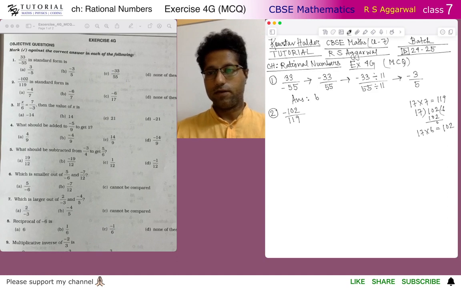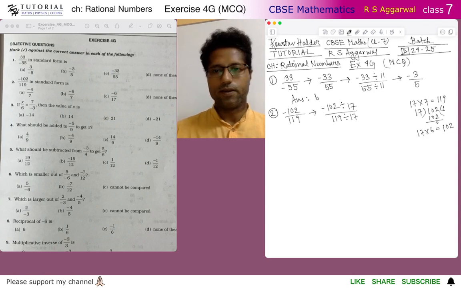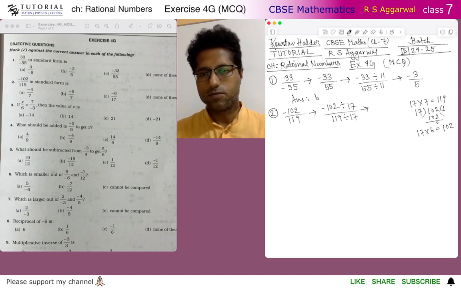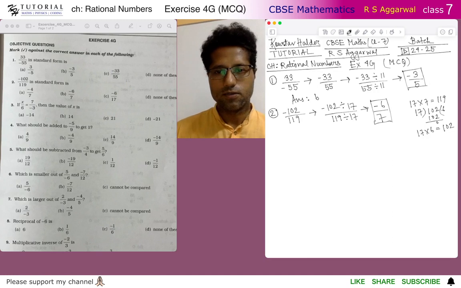We see that 17 is a common divisor to both 102 and 119. So we divide both the numerator and the denominator by 17 to make it in standard form, and this becomes minus 6 over 7. So minus 6 by 7 is the result. So the answer should be B.